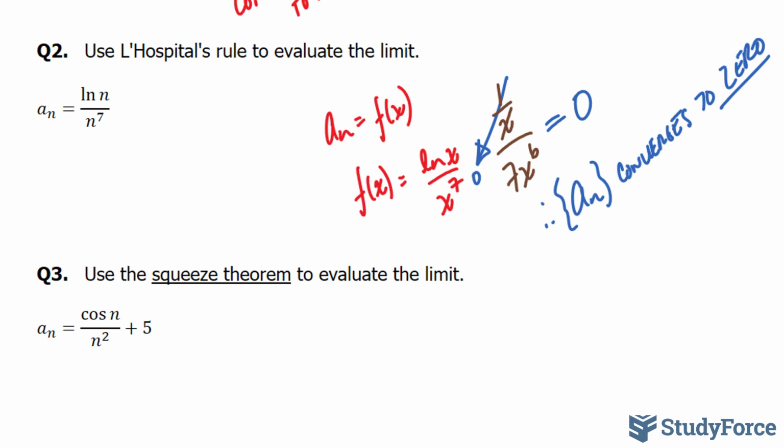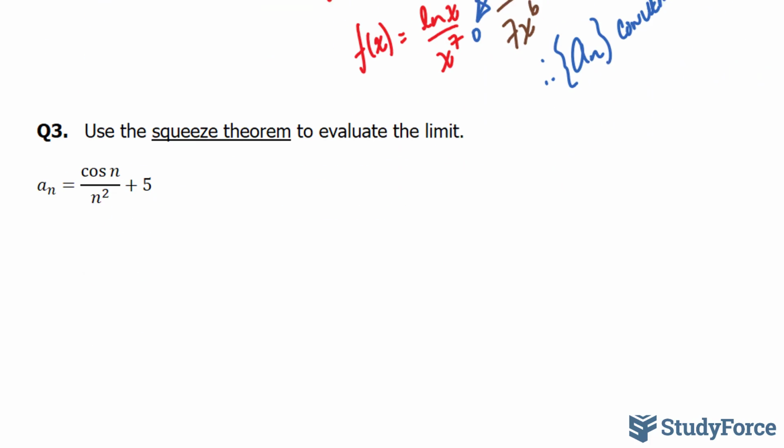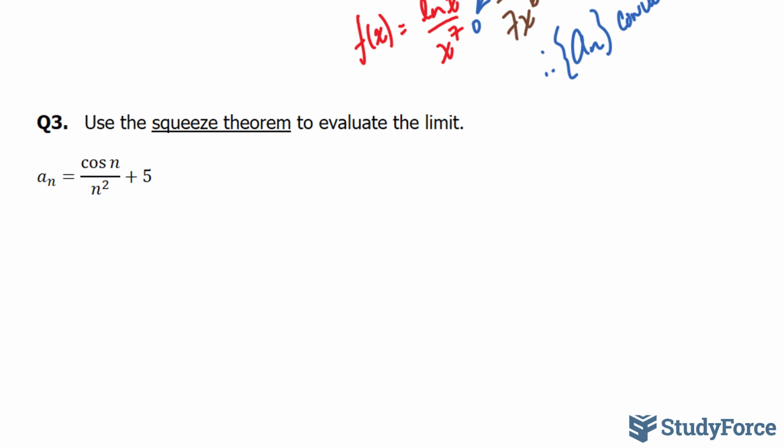In question number 3, they expect us to use the squeeze theorem to evaluate the limit. The squeeze theorem is an interesting concept, and you can use this to take the limit of certain functions. I do have a video dedicated to the squeeze theorem. I'll try to squeeze the function between two bounds. So I'll say that cosine n is between negative 1 and 1. And technically it is, given that cosine is a periodic function.